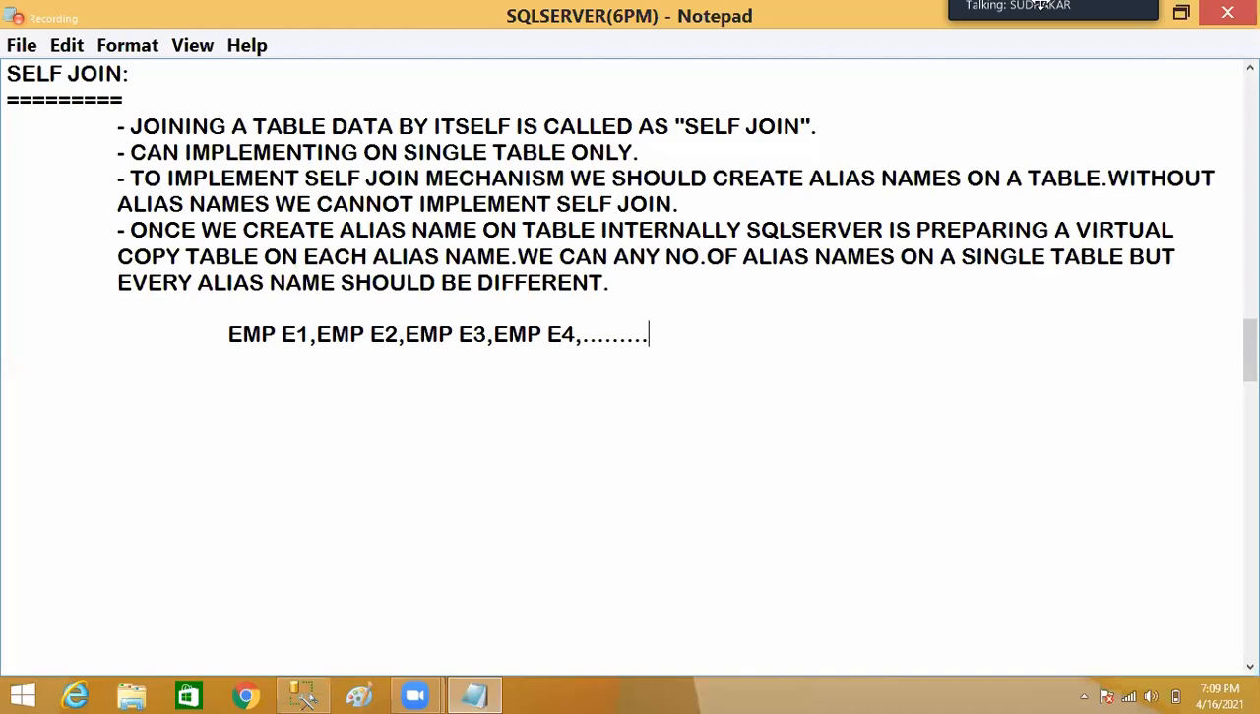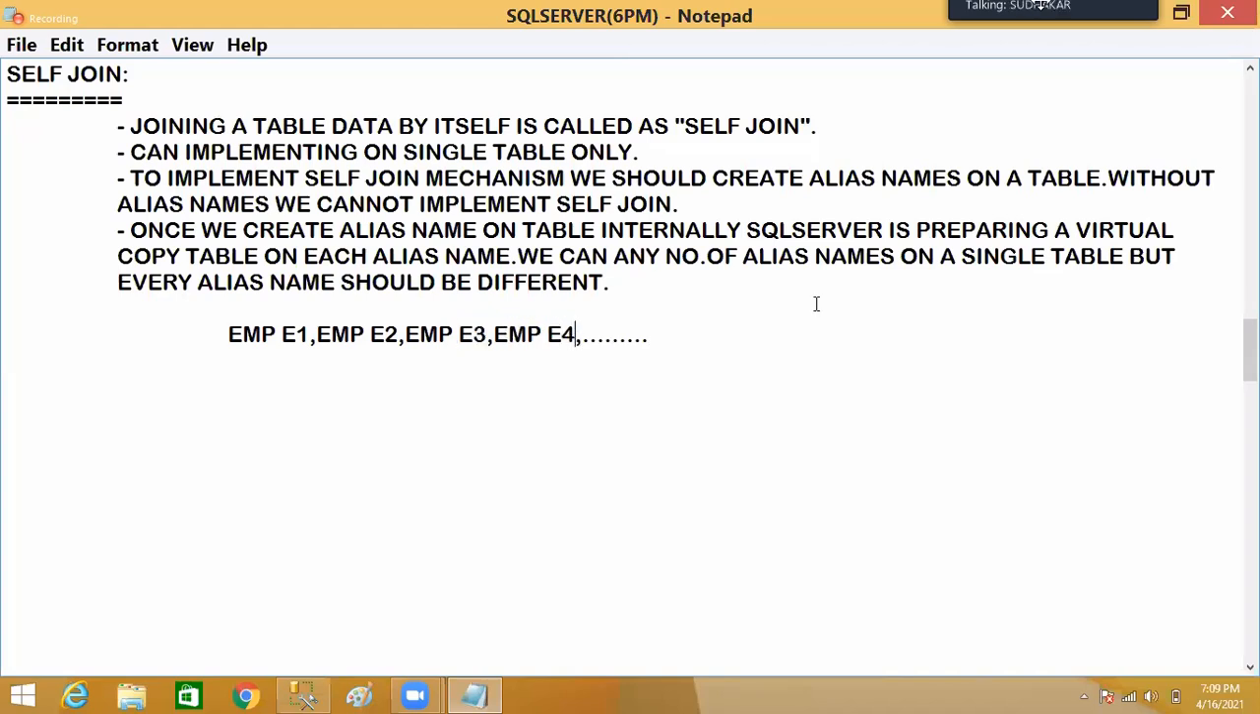Okay, so what happens here is you can create any number of aliases, but every alias name should be different: e1, e2, e3, e4. You can't create e3 again, because duplicate alias names are not allowed. You should create every alias name differently. If you create e3 again, it shows an error. That's why every alias name is going to be different.